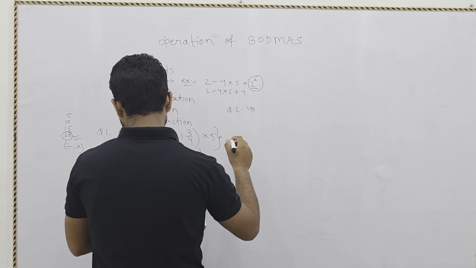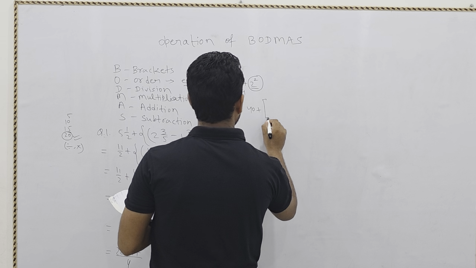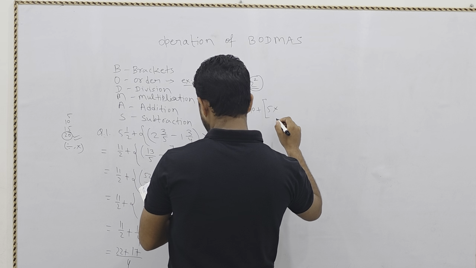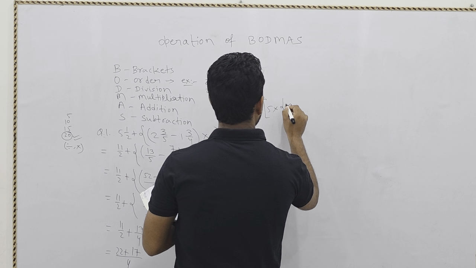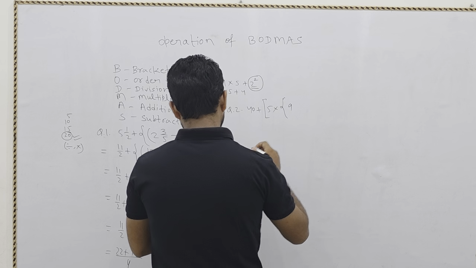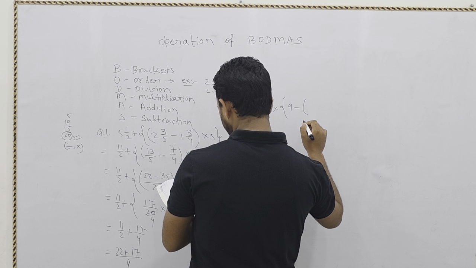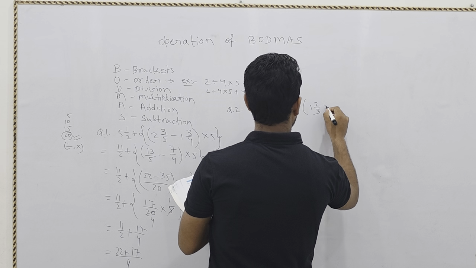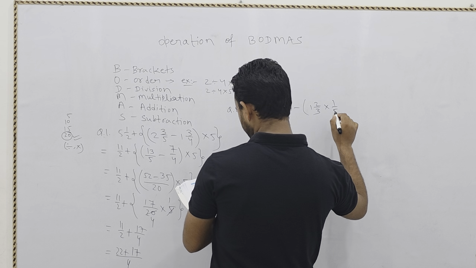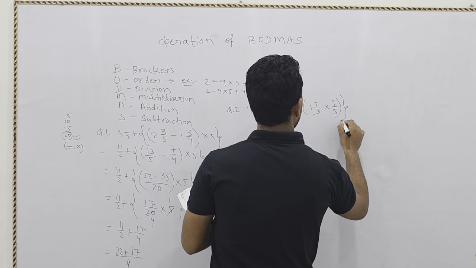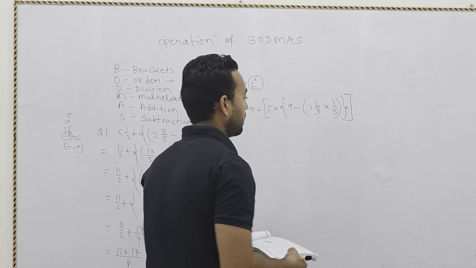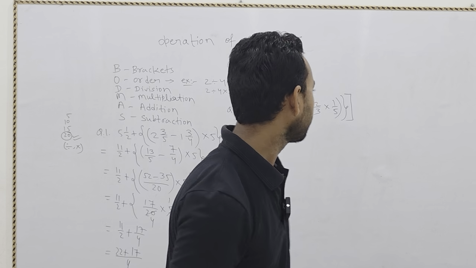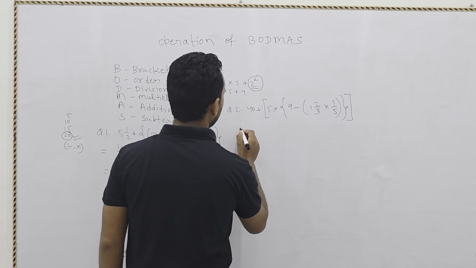40 plus bracket 5 multiply curly bracket 9 minus bracket 1 2 by 3 multiply 1 by 5. Small bracket, middle bracket, and lastly this bracket. So I have written the question on the blackboard as you can see here. Now we are going to solve this question.